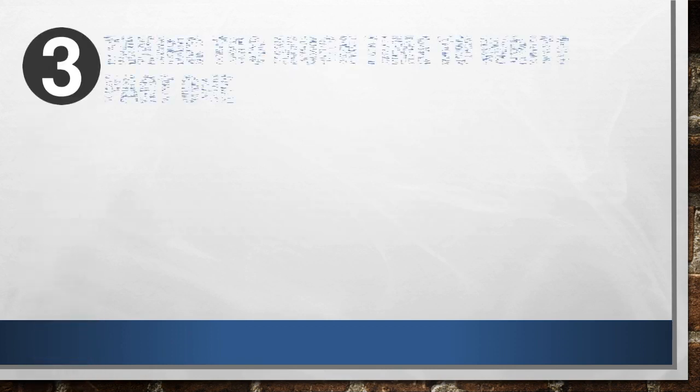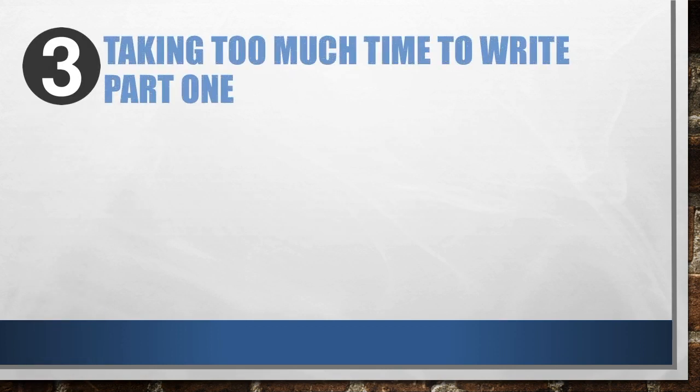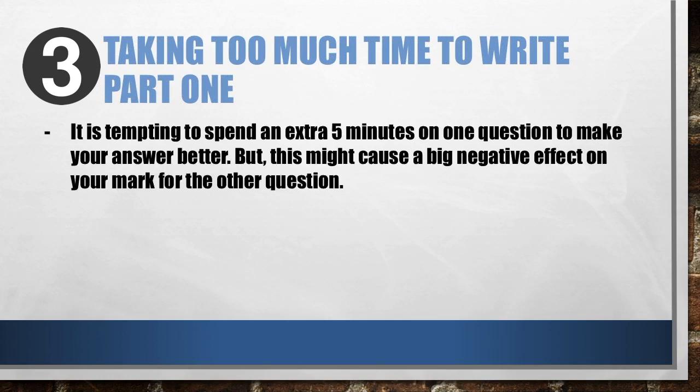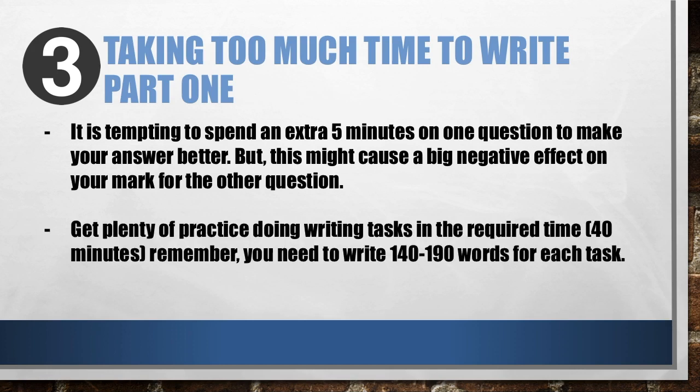Mistake number 3 is taking too much time to write part 1. It's really tempting to spend an extra 5 minutes on one question to make your answer better. But remember, this might cause a big negative effect on your mark for the other question. You need to get plenty of practice doing writing tasks in the required time, which is 40 minutes. And remember, you need to write 140 to 190 words for each task.